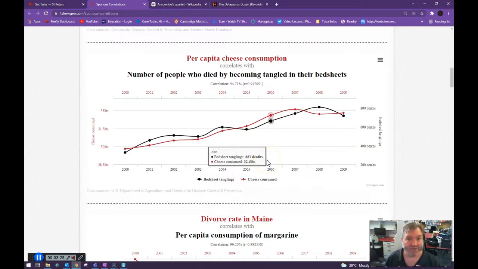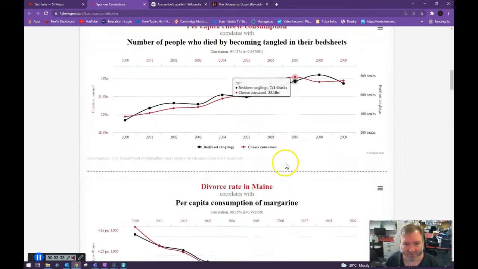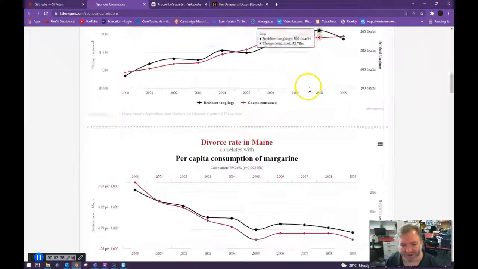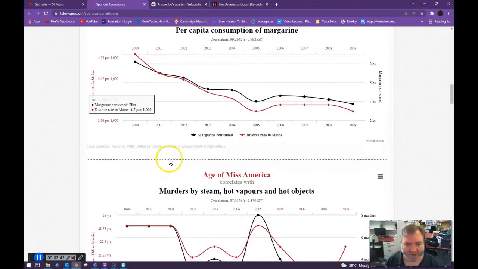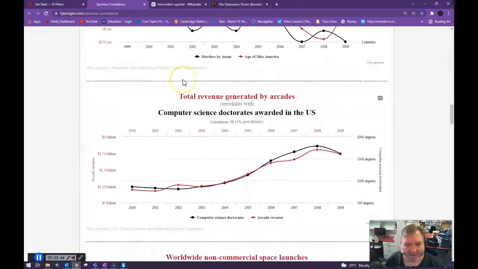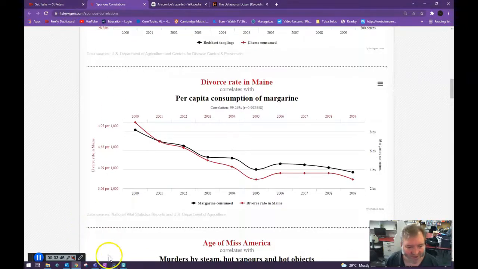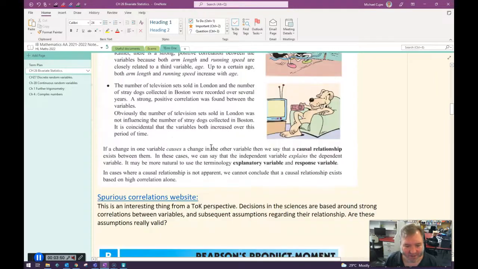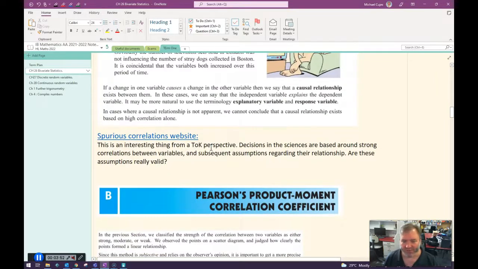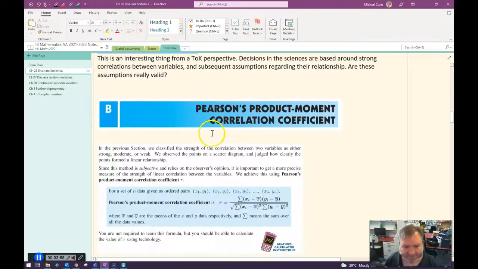When we're dealing with statistics, we try and imply a causal relationship sometimes, but we need to remember that it's not necessarily the case. Cheese consumption and dying by becoming entangled in your bed sheets. Divorce rate in Maine and per capita consumption of margarine. Stay away from that margarine. It's a really fun site to explore. You're welcome to do that in your own time. Correlation does not equal causation. That's really important. Not just for in your maths, but when you're dealing with your other subjects as well.